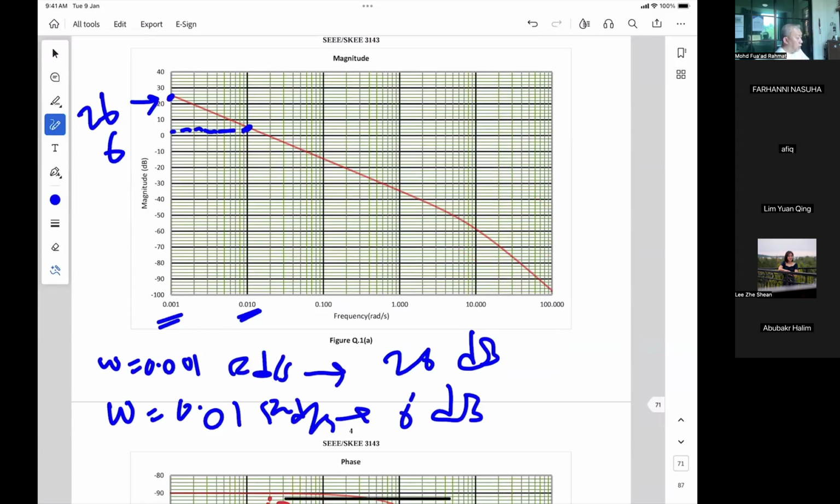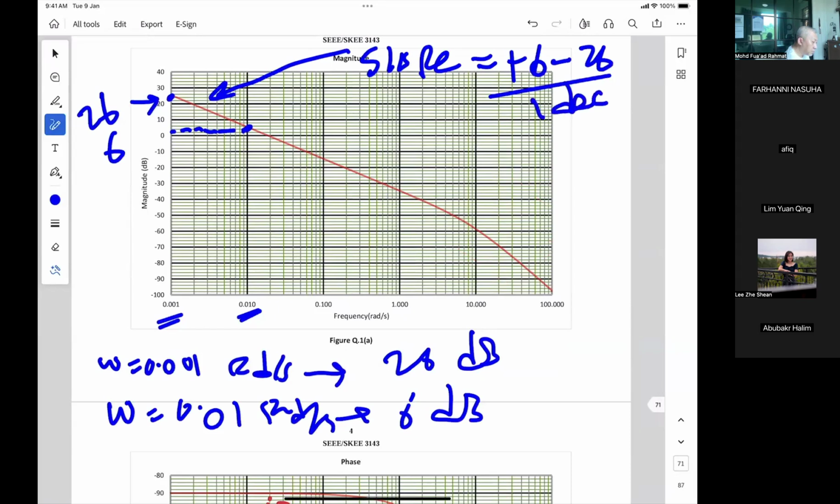Okay. So this slope is equal to minus 20 dB per second. Am I right? Kan? Lee, the slope. Yes, betul. So you use a ruler. I don't have ruler, so I use my iPad. Something like that. Okay. Cut 0 dB.